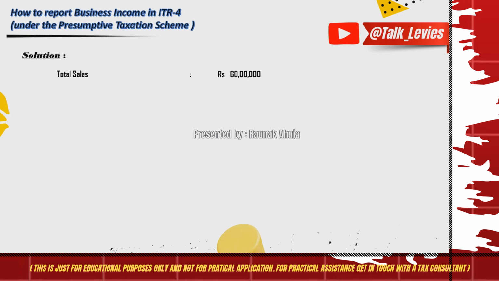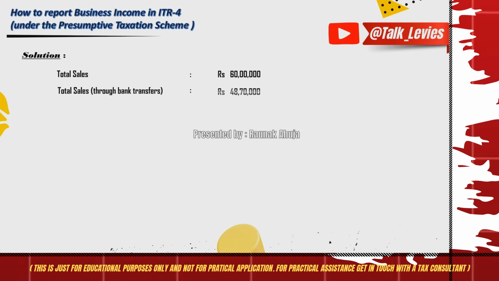The total sales is rupees 60 lakhs. Total sales through bank transfers is 48,70,000. Total sales through cash is 11,30,000. Now, since these figures have been identified, how do we calculate income?